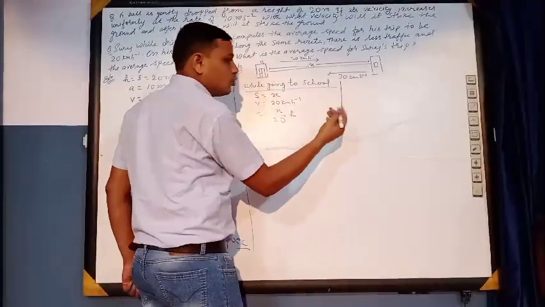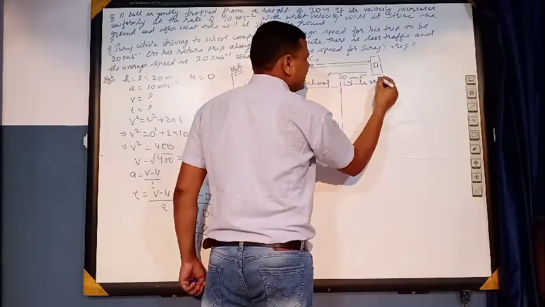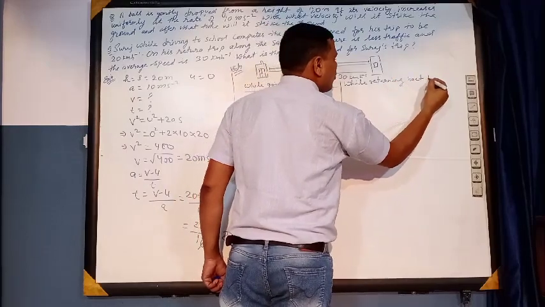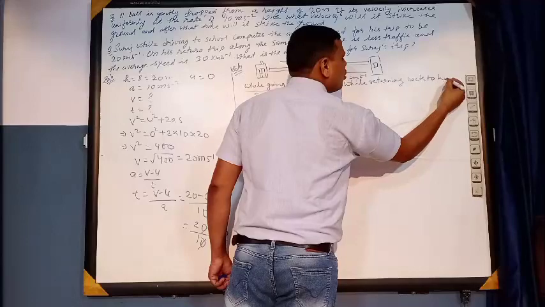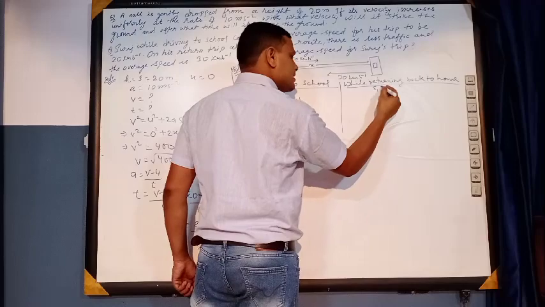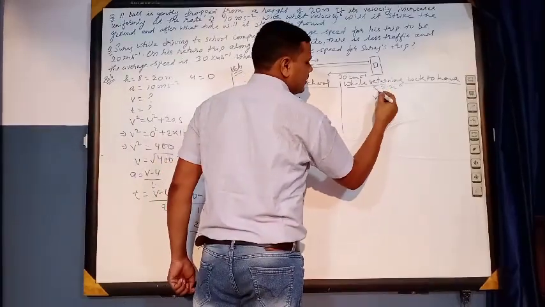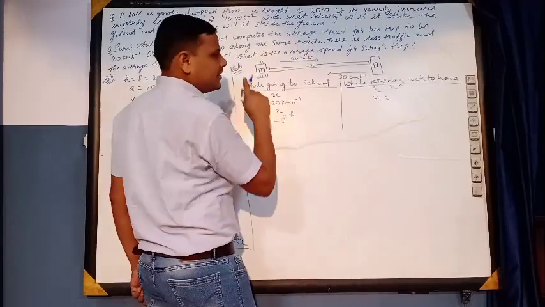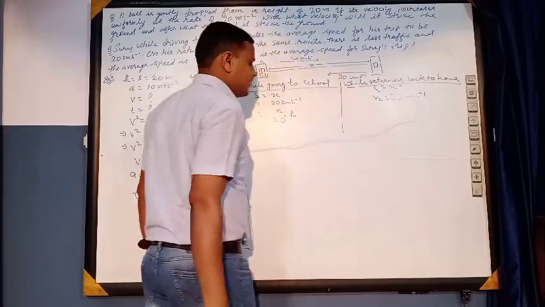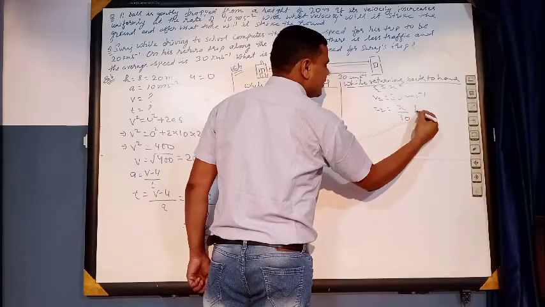Now, while returning back to home, what will be the distance? Distance will be always same. What is the velocity? Velocity, it is given 30 km per hour. That is the speed, 30 km per hour. What will be the T2? T2 will be again x upon 30 hour.